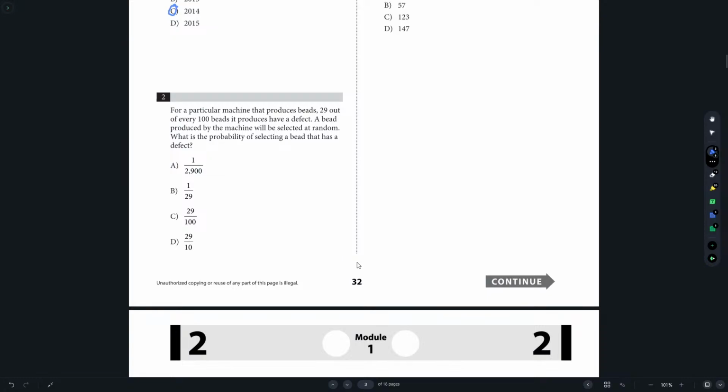For a particular machine that produces beads, 29 out of every 100 beads that is produced has a defect. A bead produced by the machine will be selected at random. What is the probability of selecting a bead that has a defect? Well, 29 out of 100 is the same thing as saying 29%. The answer is C.